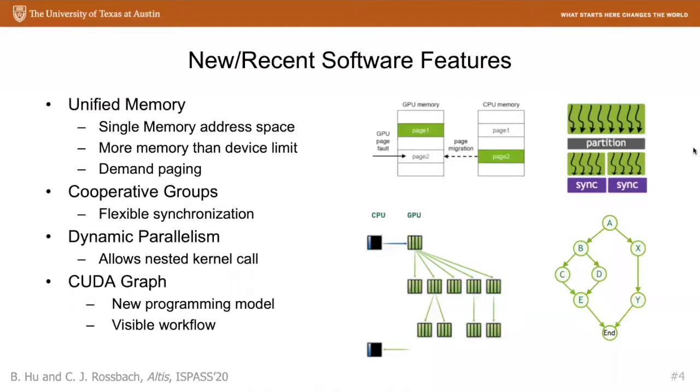And here is a list of new software features introduced in the CUDA ecosystem in recent years. Unified memory creates a pool of managed memory shared between the CPU and the GPU. This memory region is accessible to both CPU and GPU with a single pointer, and the data transfer could happen through the demand paging mechanism. This is different from the traditional approach where the CPU and the GPU memory must be initialized separately, and the data transfer is managed completely manually.